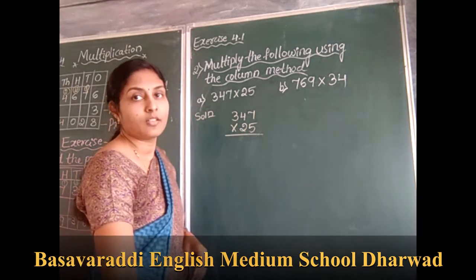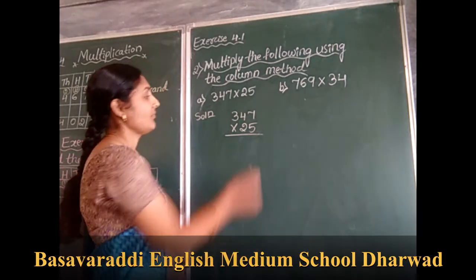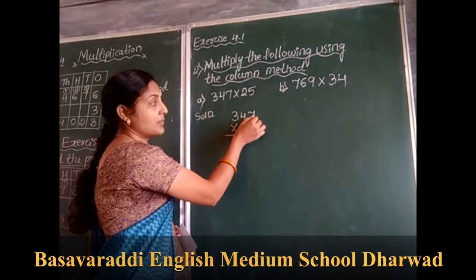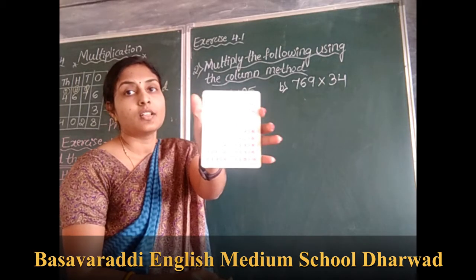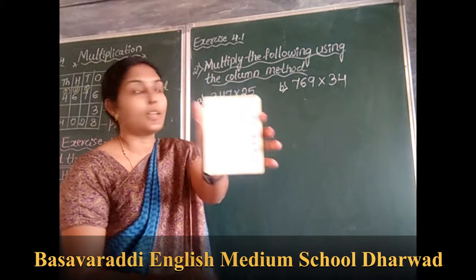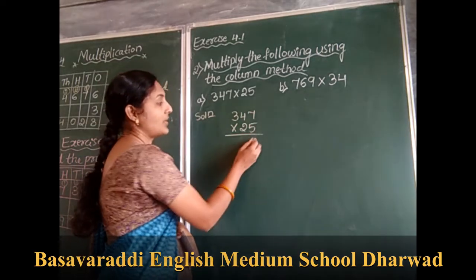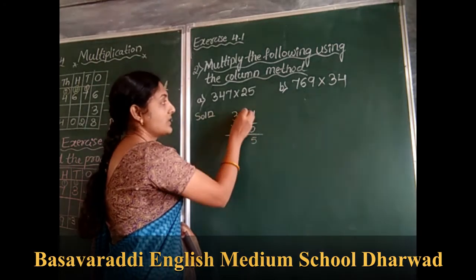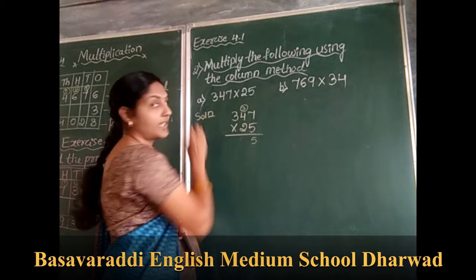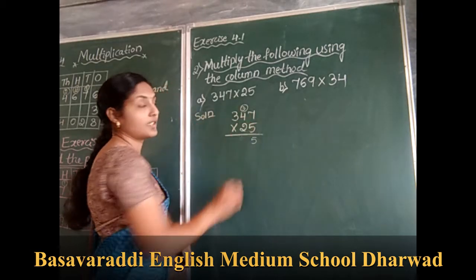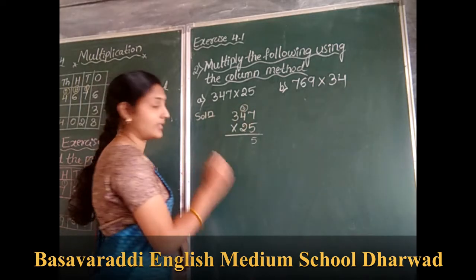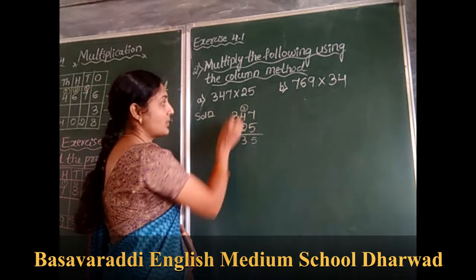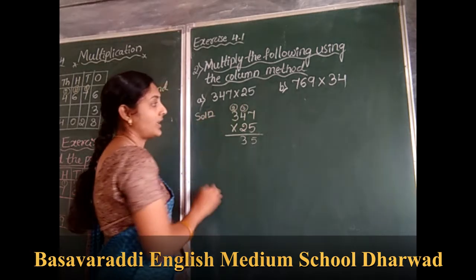Let's do the multiplication. The 5 is multiplied 7 times. 5 sevens are 35. So write 5 in the ones place, 3 carry over to the tens place. Next, 5 fours are 20. The 20 plus 3 is 23. So write the 3 in the tens place, 2 carry over to the hundreds place.